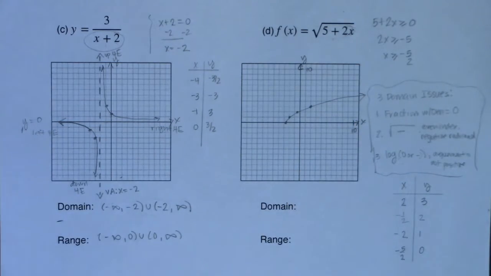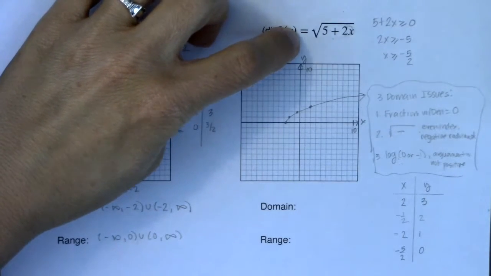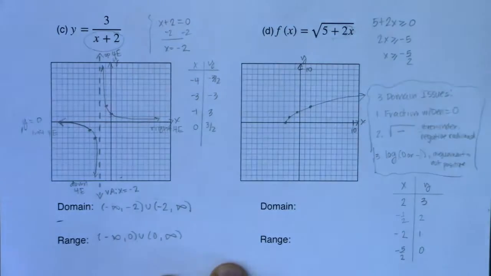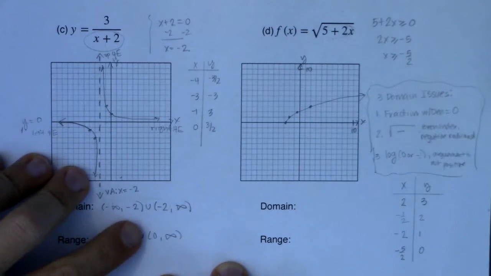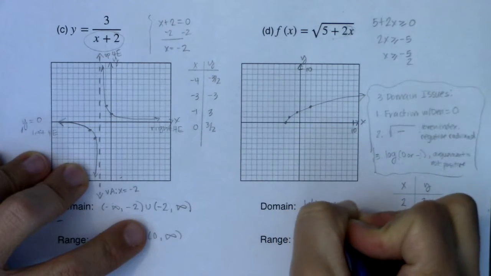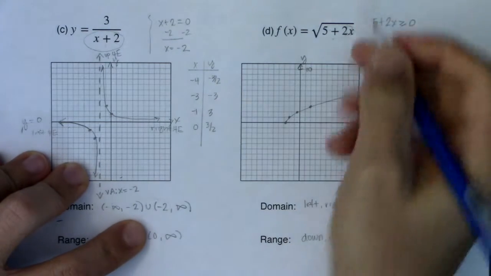Fantastic. Now this is also similar to your toolkit function we talked about at the end of section 3.1. This looks a lot like the square root of x, but it's just been shifted a little bit. All right, in terms of the domain and the range, again, I'm going to go left to right, and I'm going to go down to up. And let's see where this arrow is headed.